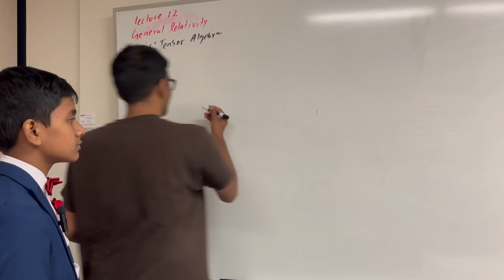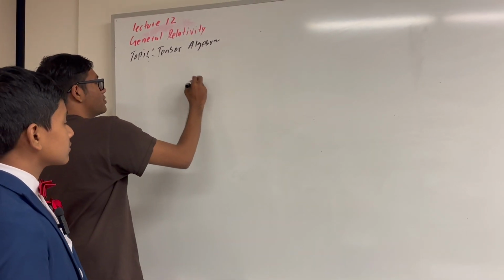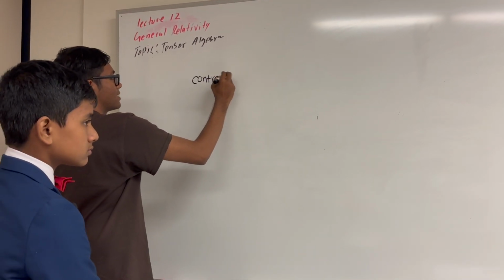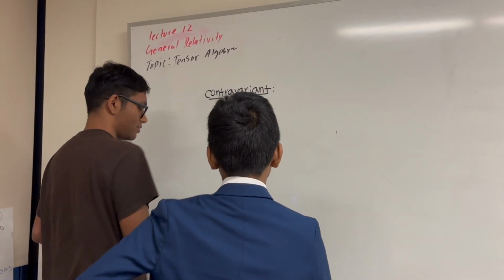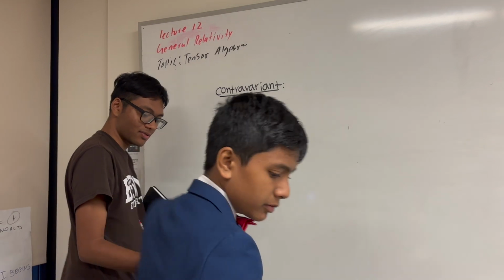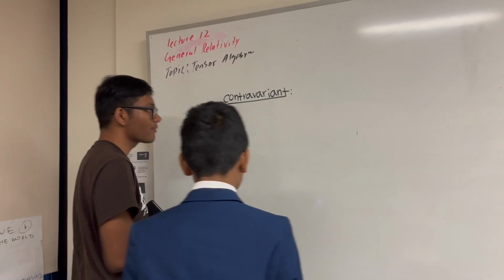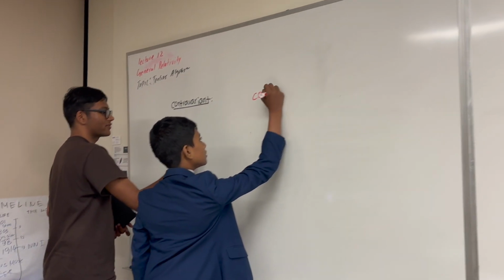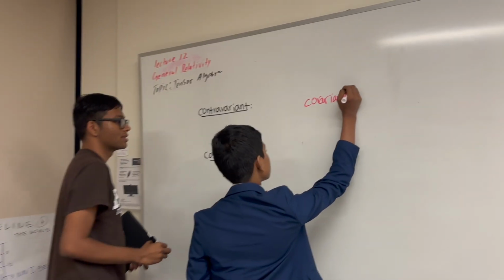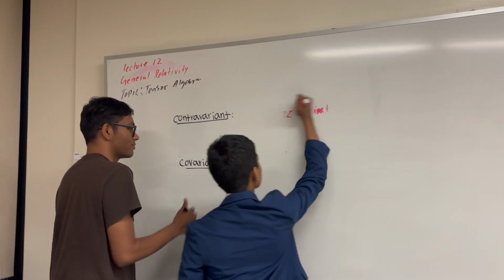First, let me write down the rules of transformation for our two types of tensors. Do you want to write them out, or do you want me to? Sure, I'll write them out. Okay, you do contravariant. I'll write the tensor transformation for covariant.